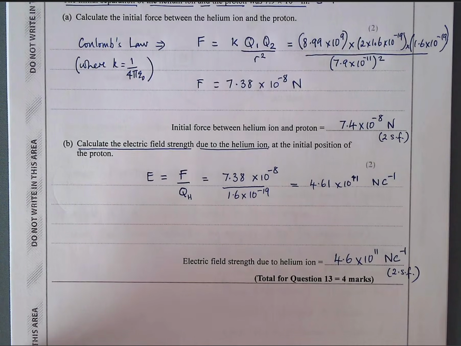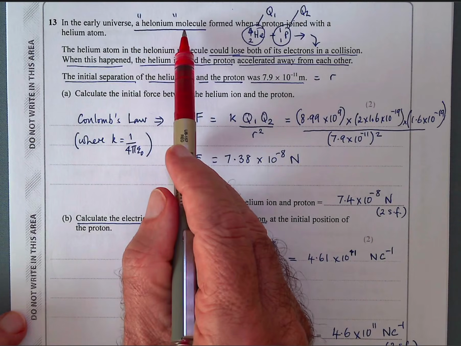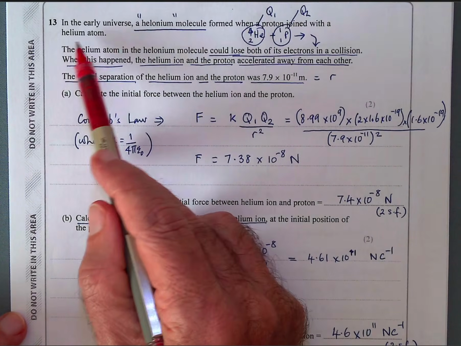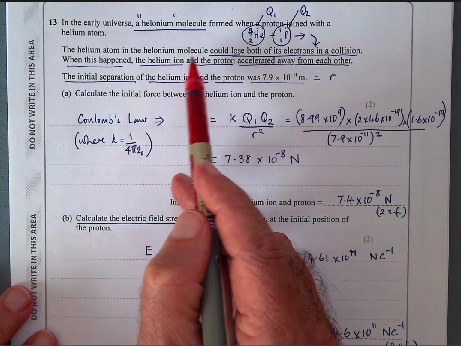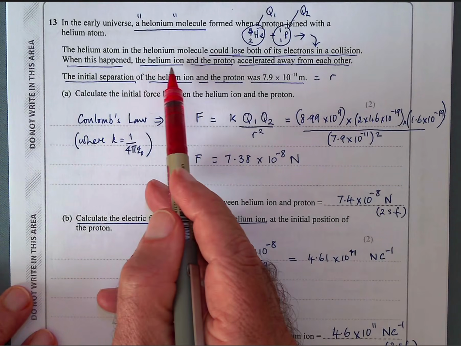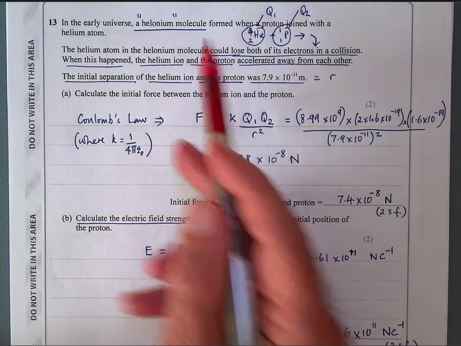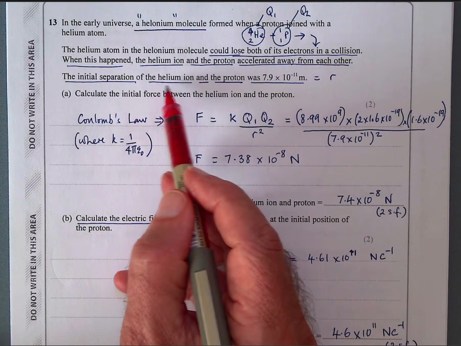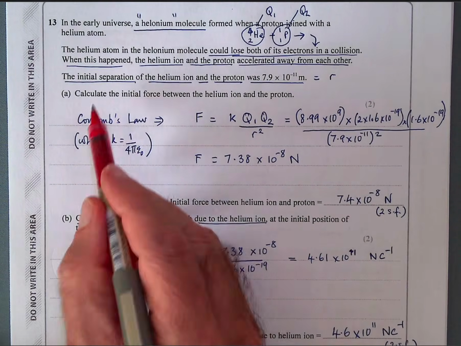Question 13. In the early universe, a helium molecule, that presumably means 2 helium atoms, formed when a proton joined with a helium atom. It says the helium atom in the helium molecule could lose both of its electrons in a collision. When this happens, the helium ion and the proton accelerate away from each other. So it doesn't really stay as a molecule. They collide, they interact, and then they repel because they're both positive. So we know what's going on. The initial separation of the helium ion and the proton was 7.9 × 10⁻¹¹, which is R. Calculate the initial force between them.